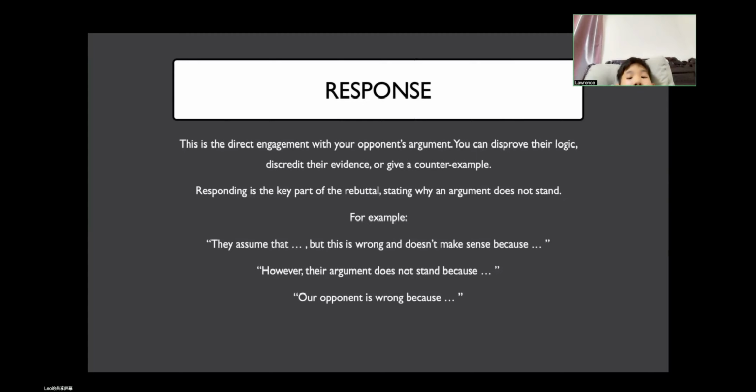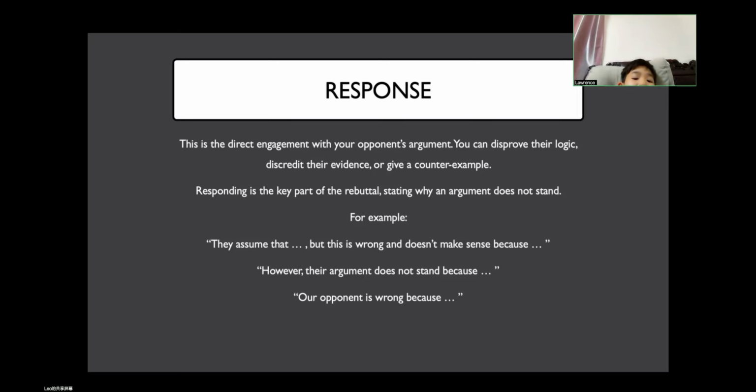Now we have the response. This is the direct engagement with your opponent's arguments. You can rebut their point in different ways. For example, you can disprove the logic, point out that this is wrong because they have a logical fallacy. You can say that the evidence is untrue or it is unusable. Discredit the evidence, like this is untrue, as my studies state that something, something, something. Or you can also give a counterexample.